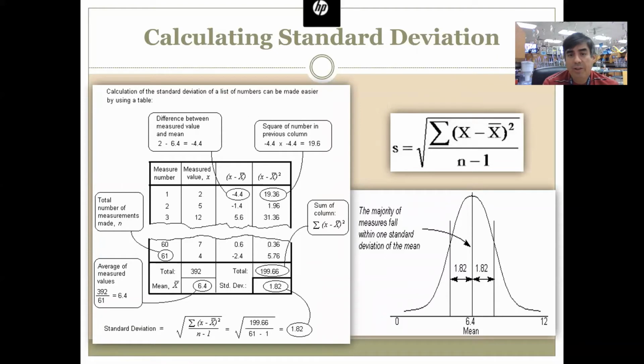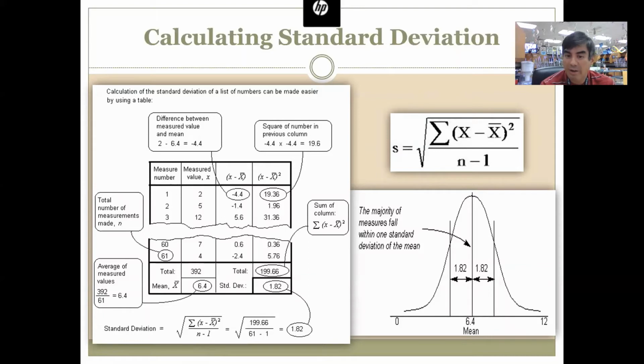Well, the first thing we have to do, let's look at the equation. Guys, no need to memorize this equation. It's always going to be given to you. S stands for standard deviation. We have square root. We have this symbol, sigma. That shouldn't be weird to you. We've studied that symbol before when we did chi-square.